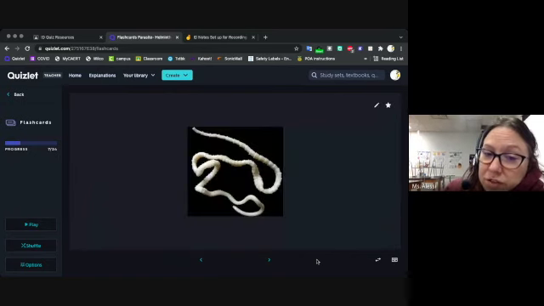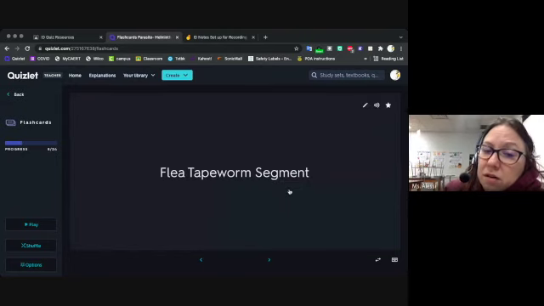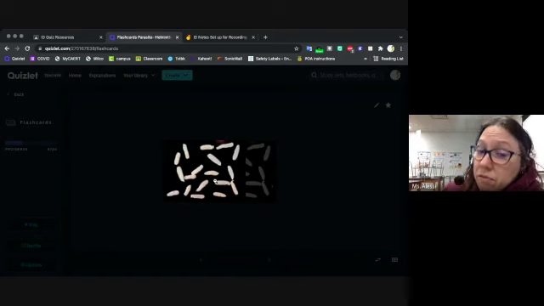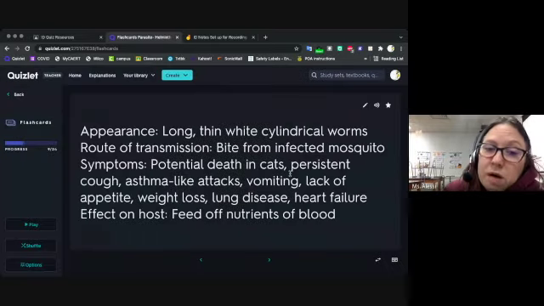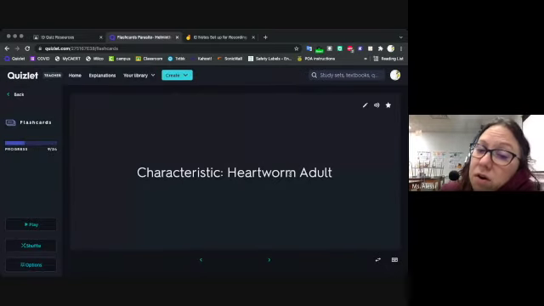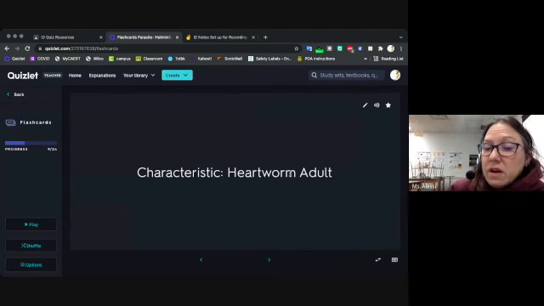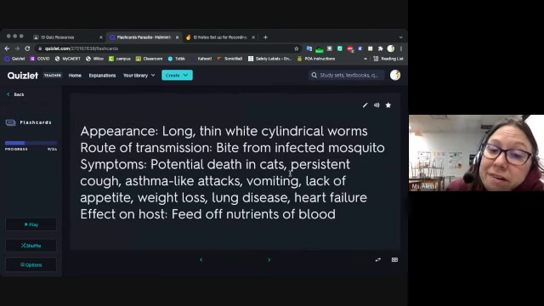Here is a flea tapeworm. So we are segmented and kind of flat in appearance. And then a flea tapeworm segment looks like a grain of rice. So we're going to remember flea tapeworms, they're going to look as though they are rice kernels. Okay. Then we have our heartworm adults. So heartworms, we know they're worms that live in the heart. They're very long. They're thin, white cylindrical worms.